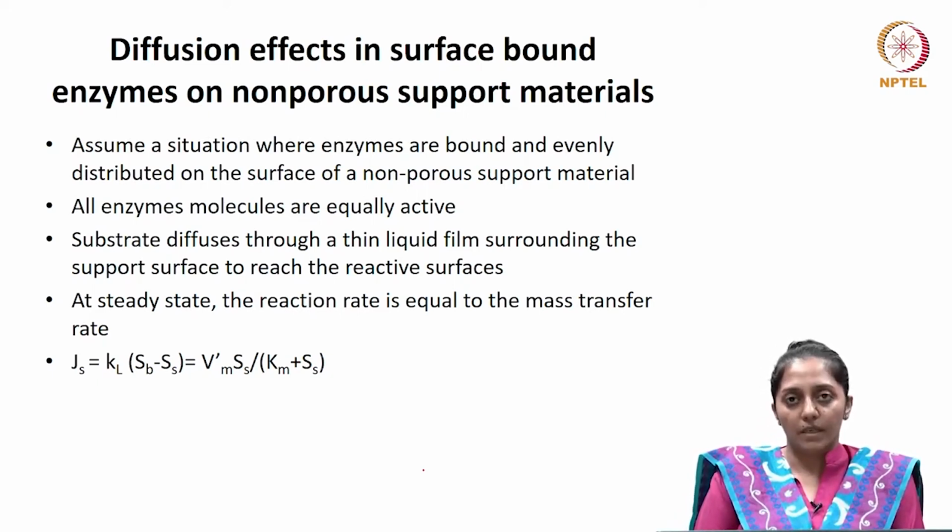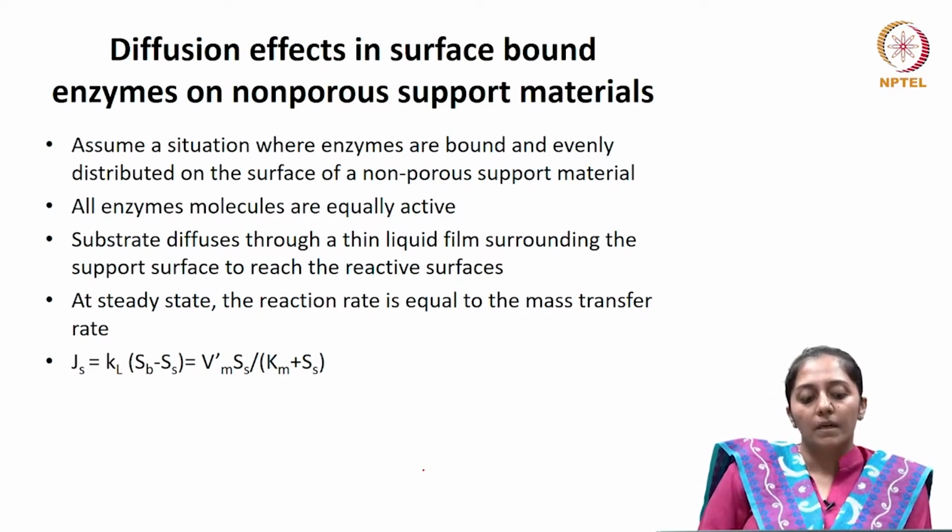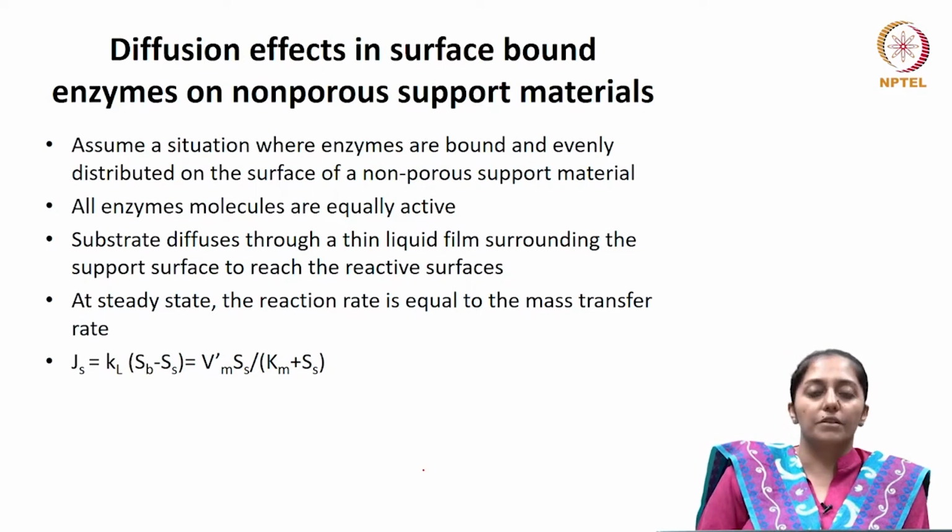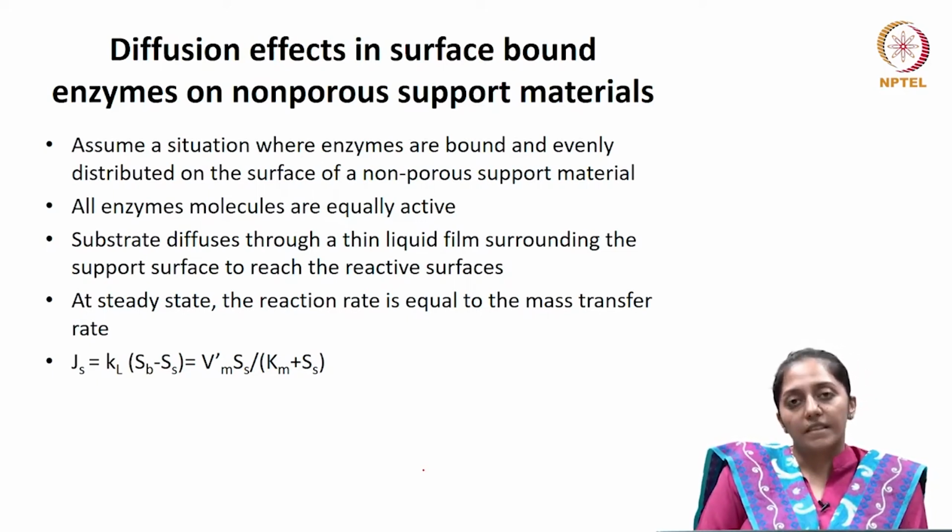Then we will begin with certain assumptions. Let us assume that the enzymes are bound and they are evenly distributed on the surface of a non-porous support material. Further, all the enzymes are equally active and the substrate diffuses through the thin liquid film surrounding the support surface to reach the reaction surface. So, at steady state, the reaction rate will be set equal to the mass transfer rate.